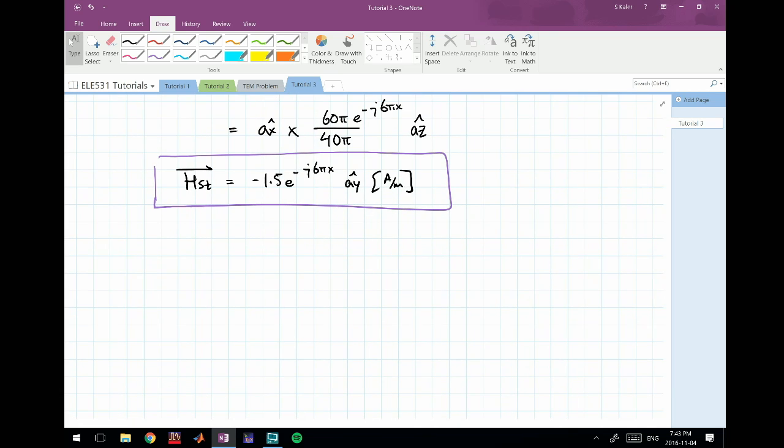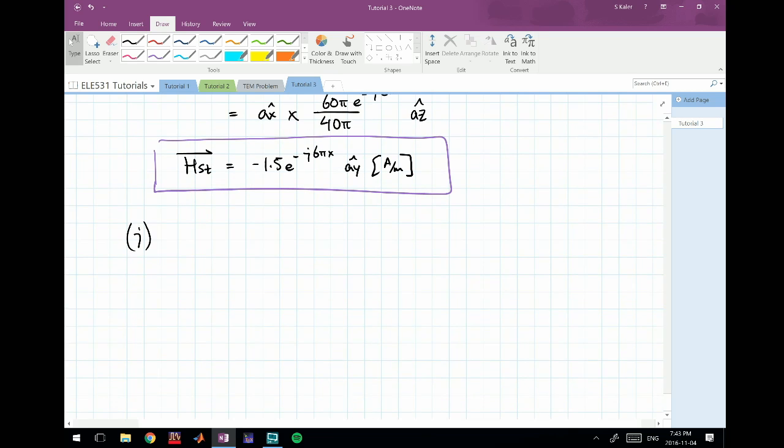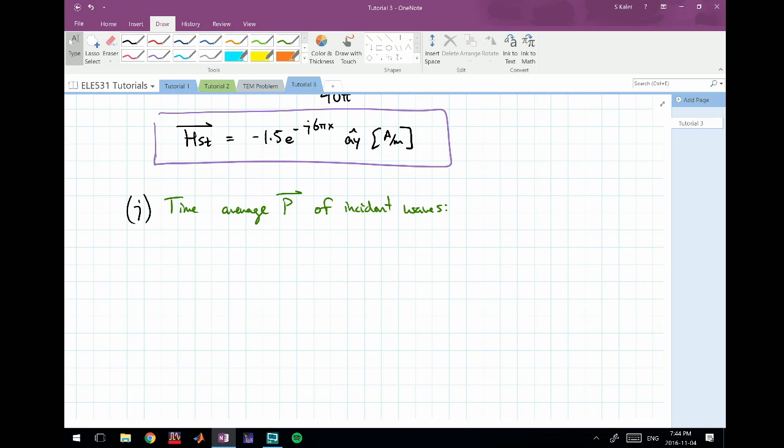Any questions about that? Okay, so this part asks us for the time average Poynting vector of the incident waves. I don't know which P this one is. I know there are like 7 different P's that he uses in the course. I'm just going to call it P average. I guess you can figure out the details.